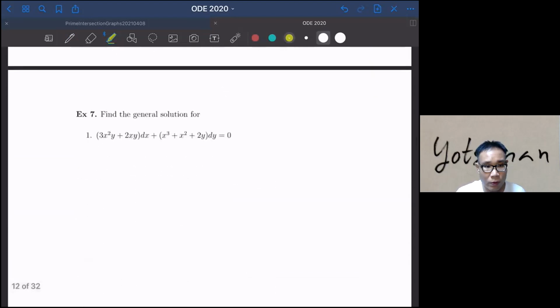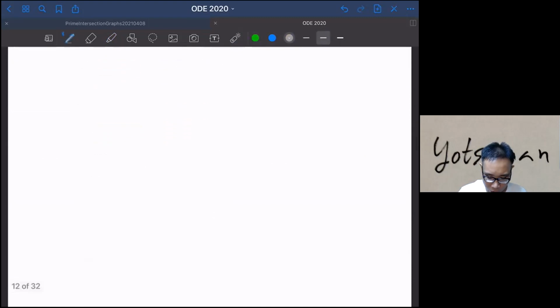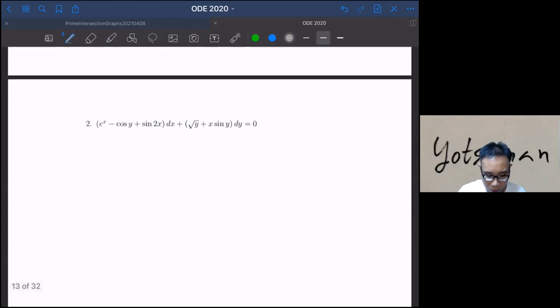So for example, you see that the function N turns out to be the yellow guy and the function M turns out to be the red guy here. So you have M and N respectively. Okay, so this is how we identify M and N from example 7.1, and example 7.2 will be, you see, everything in front of dx and everything in front of dy. Okay, so this guy will be M and this guy will be N.